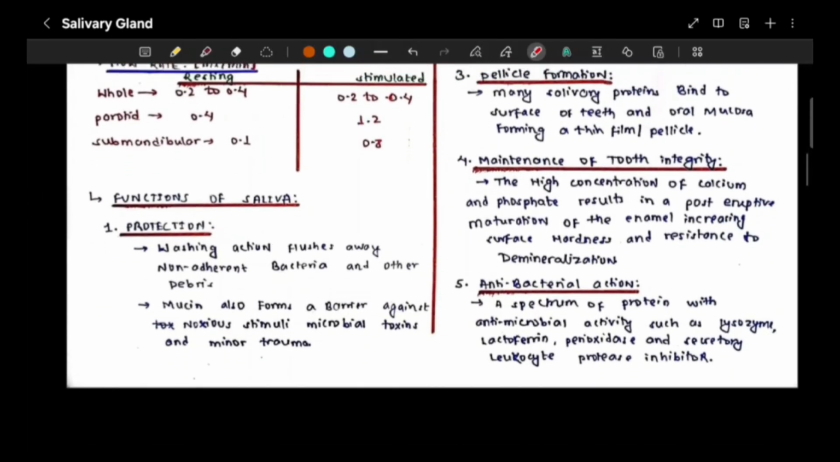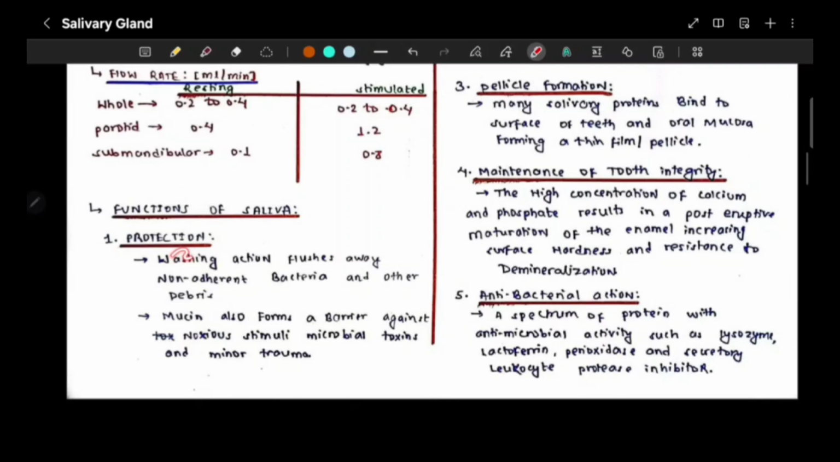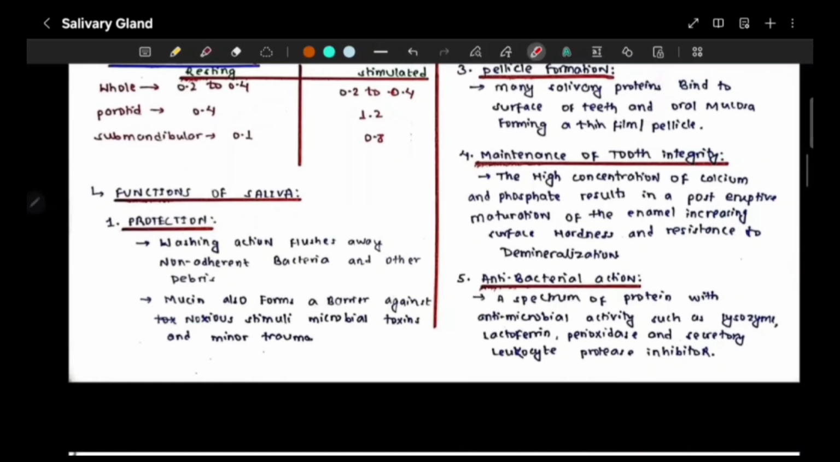In the functions of saliva, the first function is protection. The washing action flushes away non-adherent bacteria and other debris from the tooth surface. That is a major function of the saliva. Mucin also forms a barrier against noxious stimuli, microbial toxins, and minor trauma.